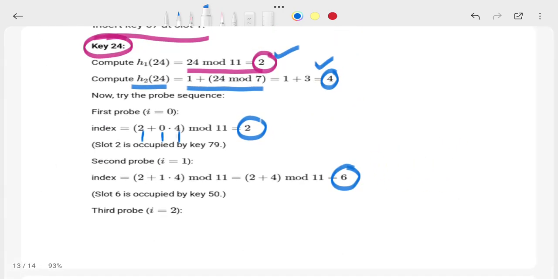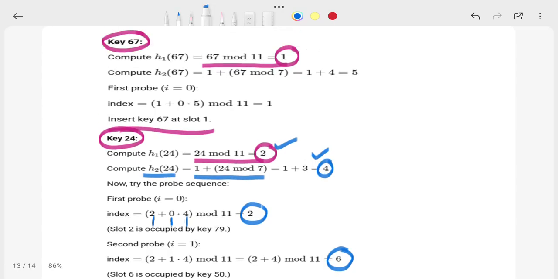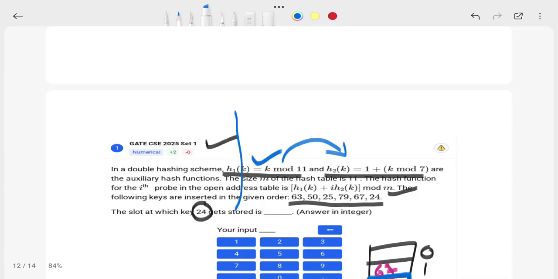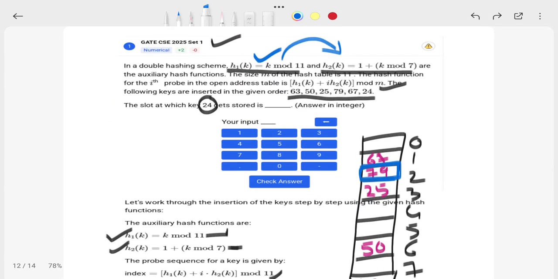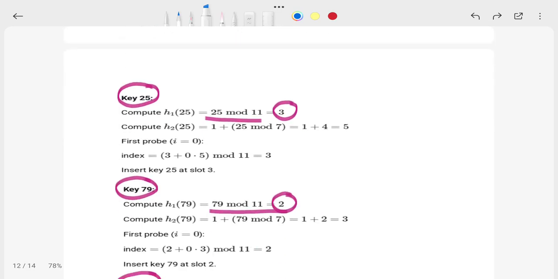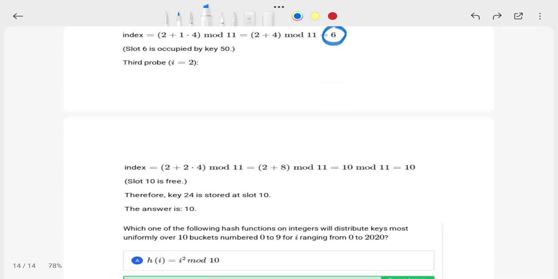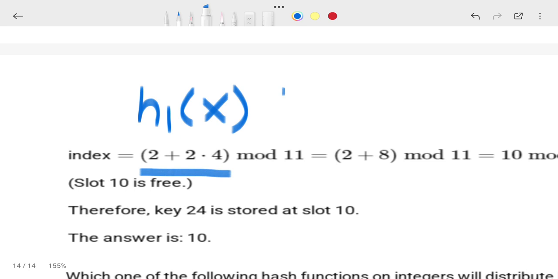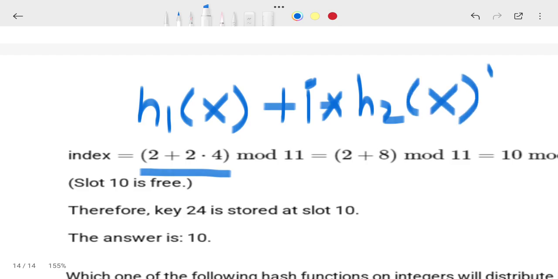So at 6 I will check. At 6, any problem? At 6, yes, there is a problem. Okay, so there is a problem means again I will check. 2 plus 2, what is this? H1 x plus i into H2 x, or k. You can write k also. Modulo 11. Okay, this is your formula.